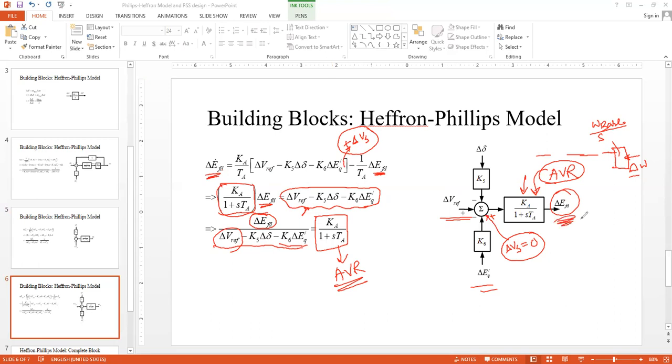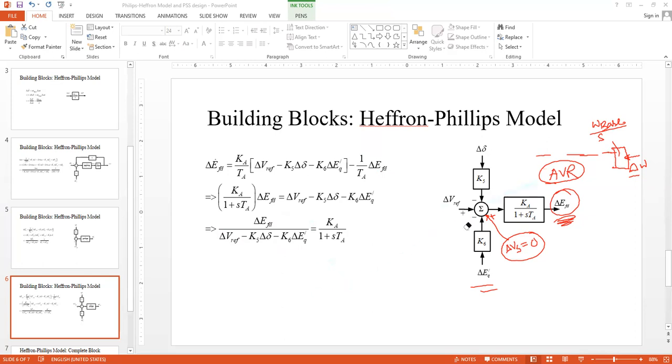Okay, so we have got all the four state variables as the output of transfer function blocks. Now we would be combining all of them. Till now we have got the building blocks for the Heffron-Phillips model, or Phillips-Heffron model. Now we will combine them and we'll get the complete picture as a single block.